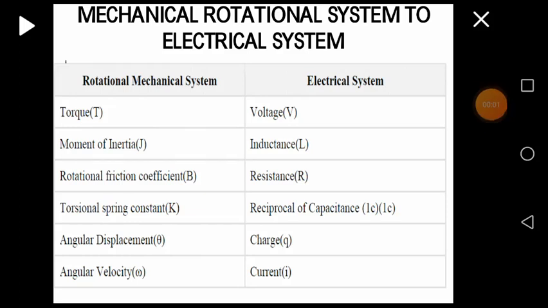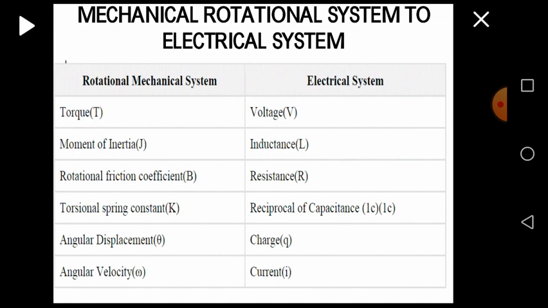Hi everyone, in this video we are going to see about the mechanical rotational system to electrical system. In the previous session we have seen about the mechanical translation system to electrical system. Similarly, we are going to see here a mechanical rotational system to an electrical system in terms of torque voltage and torque current.